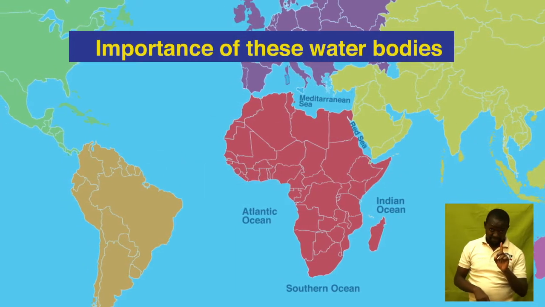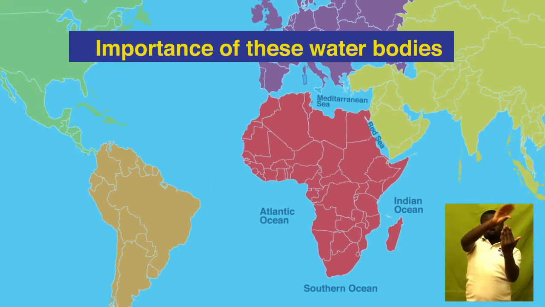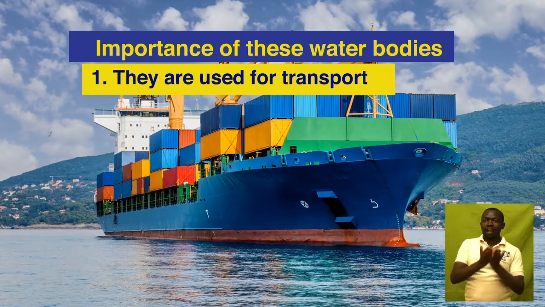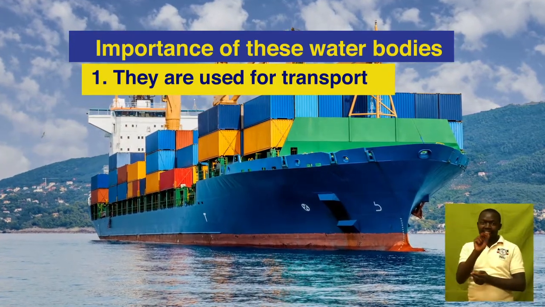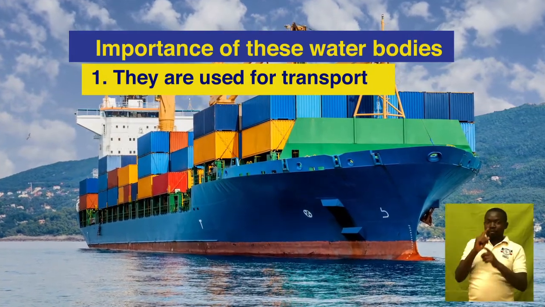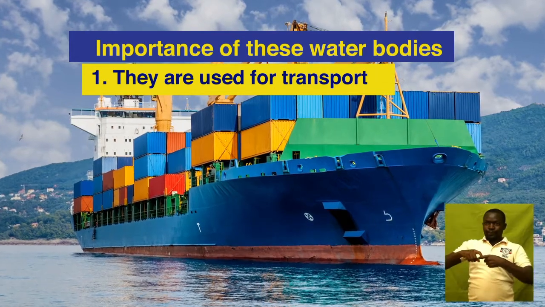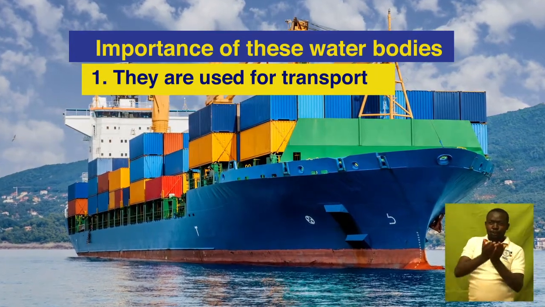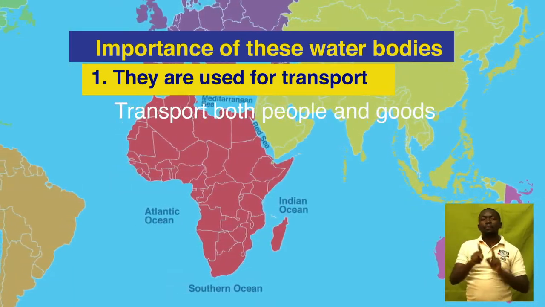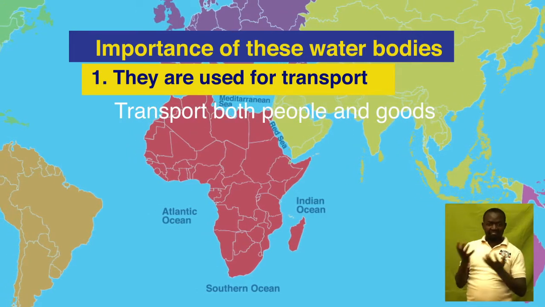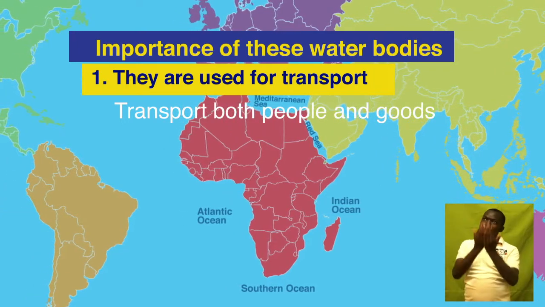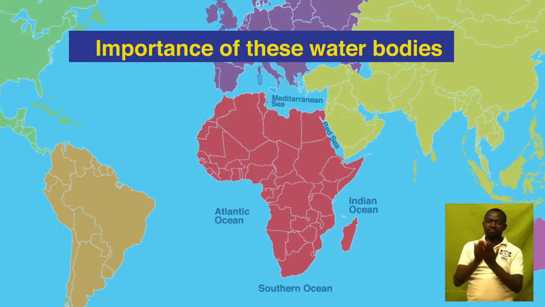One, these water bodies are used for transport. They carry the goods from one continent to the other. For example, we can transport things from China to come to Uganda across the Indian Ocean. So they are very important for transport. And they transport both people and goods. So one time you can go by ship to America or to Europe or to Asia. So for transport, number 1, transport.